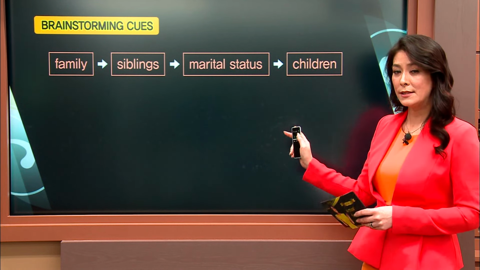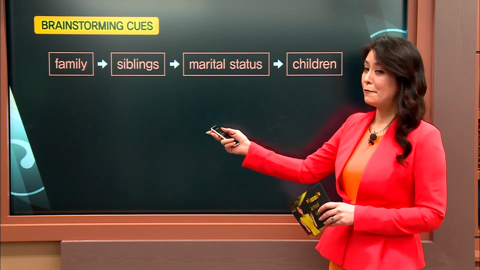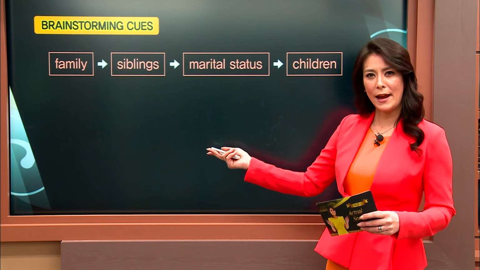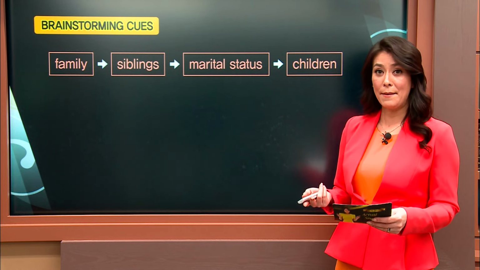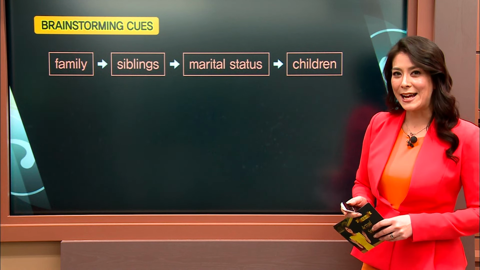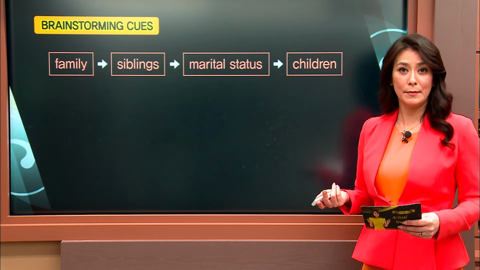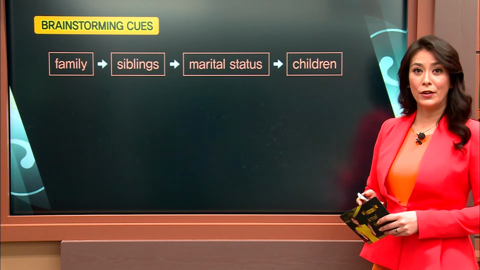Now, as we do this, think of your own cues as well, okay? You can talk about family, right? Well, family, what can you think of? Do you have brothers, sisters? Talk about them. Are you married? You can perhaps talk about your marital status. If you're single, you can say, I'm single, I'm not married. If you are married, you can talk about your children.